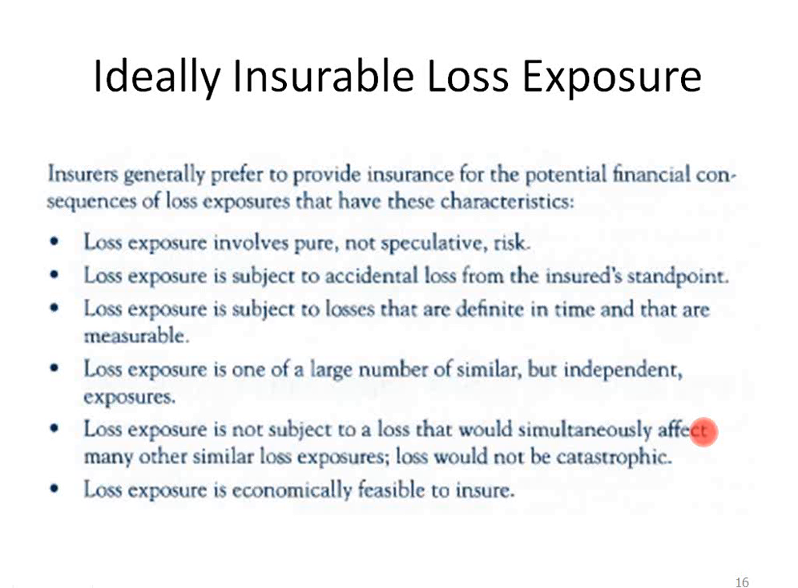When we talk about accidental, it's not going to be done on purpose. Someone slipping and falling and things like that, those are accidental, and there can be some type of trending data from that. The loss exposure is subject to losses that are definite in time and that are measurable. So the idea that a car accident happens, okay, it happened at 3:22 in the afternoon at such and such intersection, and it did $10,000 in damages. That's measurable. We know the cost. We know the time frame from a policy standpoint.